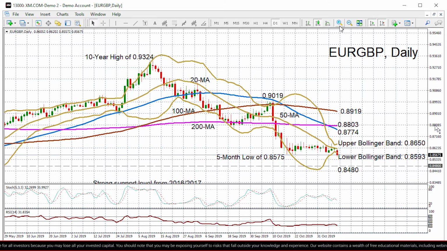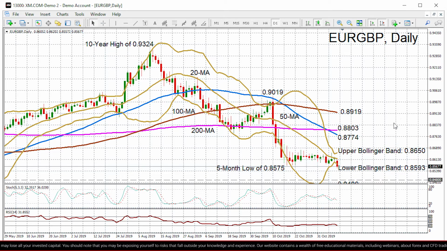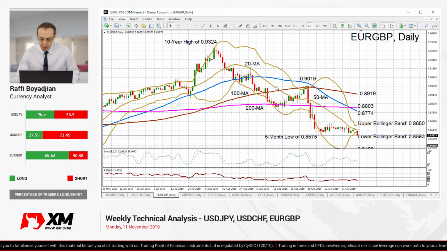However, if we do get an upside bounce and prices manage to break above the 20-day moving average, which is 0.8620, the upper Bollinger Band could cap gains at 0.8650, and then we've got the moving averages potentially limiting any further upside, with the first one being the 50-day moving average at 0.8774. In the medium term, we do have that downtrend still intact, so we would need to see prices climbing at least above the 0.88 handle in order to signal a shift to a more positive picture in the medium term.